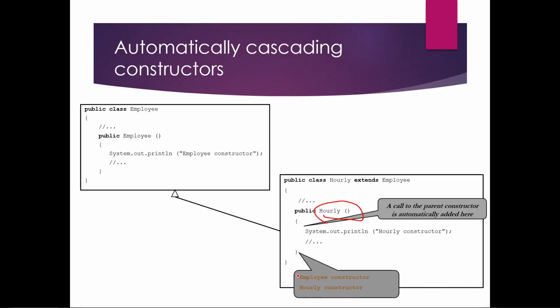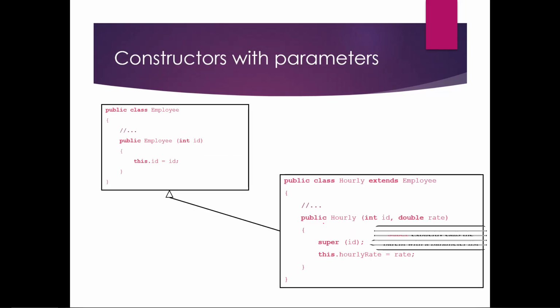If I run this code, you can see hourly employee gets printed out after the employee constructor. So the employee constructor runs first, then the hourly constructor. What happens in Java, at least, is there's what's called an implicit call to super, super being the parent's constructor. That implicit call only works when the parent constructor has no parameters, like it does in this case. The employee class has no parameters.